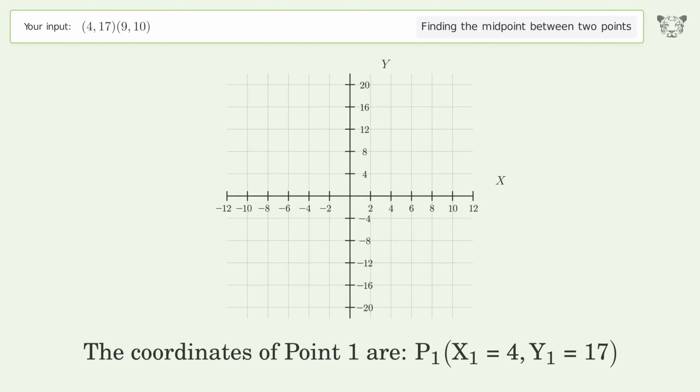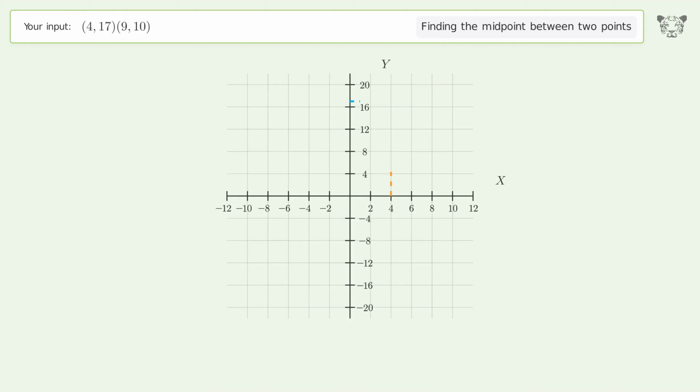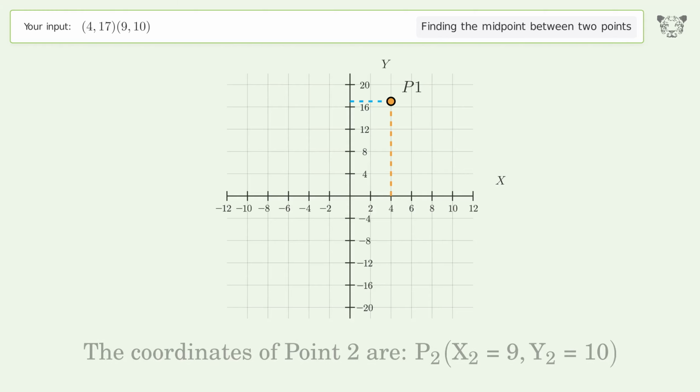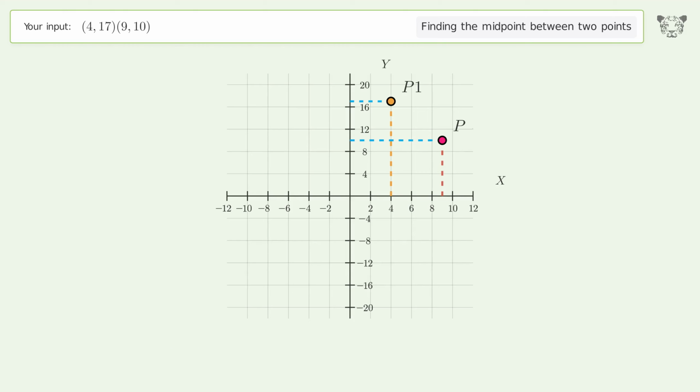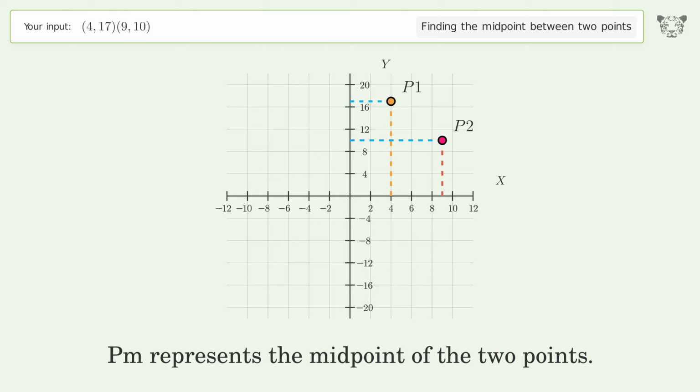The coordinates of point 1 are x1 equals 4, y1 equals 17. The coordinates of point 2 are x2 equals 9, y2 equals 10. PM represents the midpoint of the 2 points.